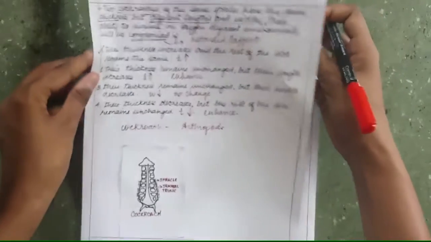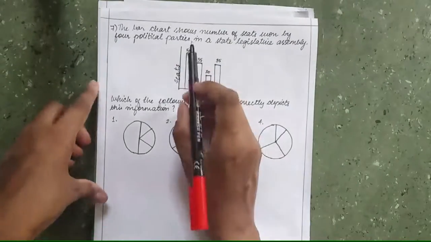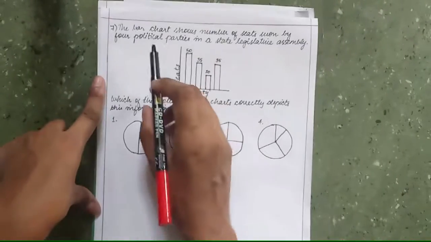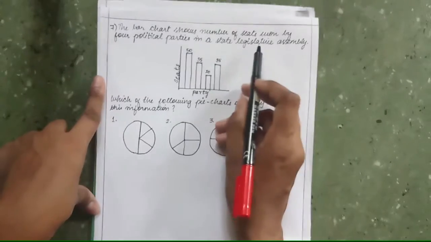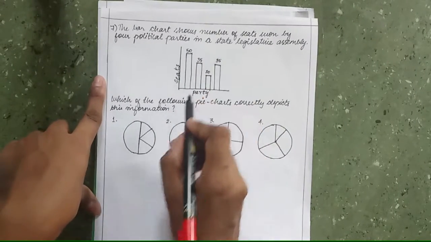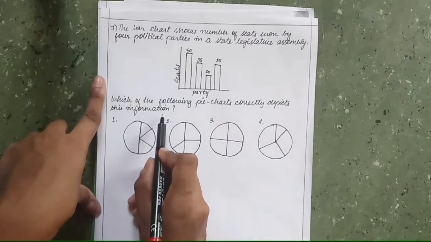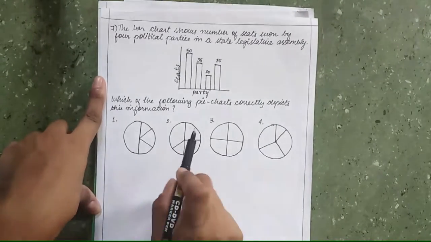Moving on to the next question. Seventh: the bar chart shows the number of seats won by 4 political parties in a state legislative assembly: 50, 35, 20 and 35. Which of the following pie charts correctly depicts this information? Now, this is a very simple question.